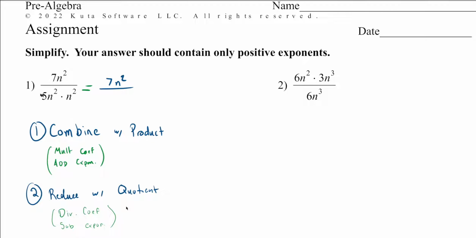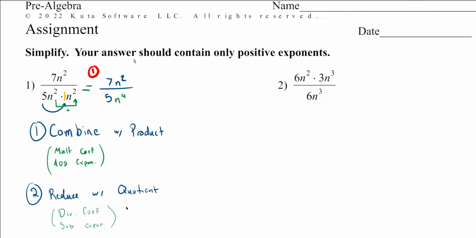The bottom, though, I have some multiplication here with the same base, so I can combine it. 5 times, hopefully you remember the golden rule of algebra. If you don't see the number, it's probably a 1. So 5 times 1 is 5. And then I'll add the exponents. 2 plus 2 is 4, so I get 5n to the 4th. And that's the first step. We've done the first step.